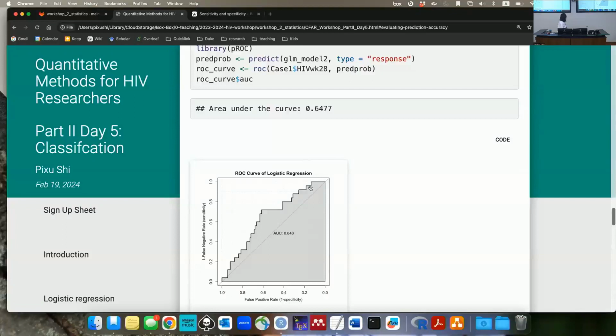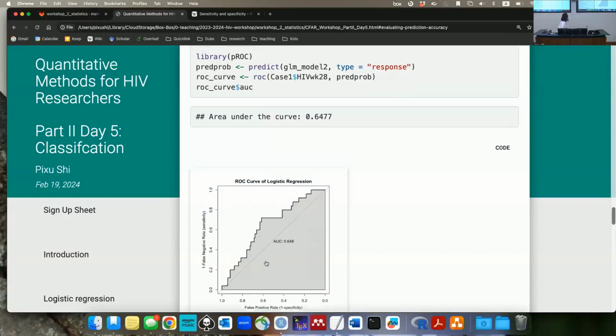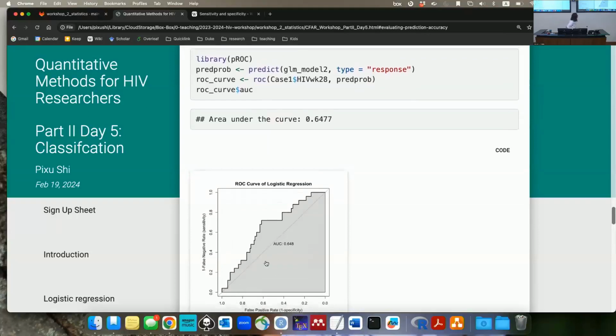And this curve is going to have a larger area under it if you have a better classifier. So as you move the cutoff value from very conservative to very liberal, you will have more patients classified as infected. And the more you classify people into infected, the more sensitivity you have, but you will lose specificity. So that's the increasing trend here.